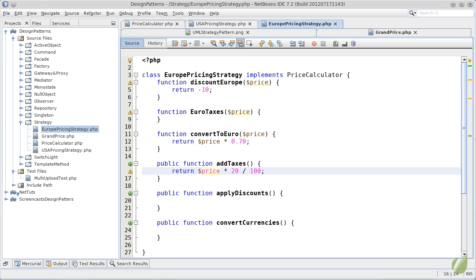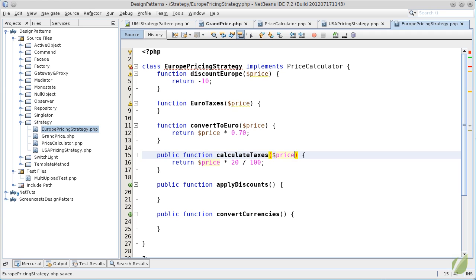At this point, we also should consider renaming the functions in the interface to better suit our situation. So instead of calling add taxes, we may probably want to calculate the taxes. And we will also have to provide a price. We will also have to do similar adjustments to the other methods. Let's do them here and then modify our interface.